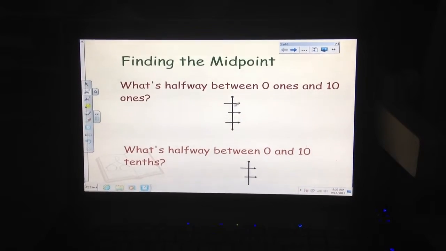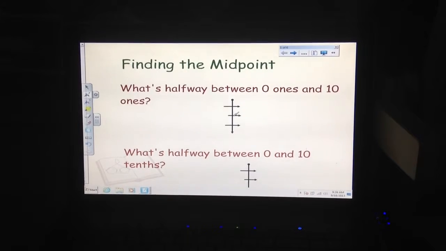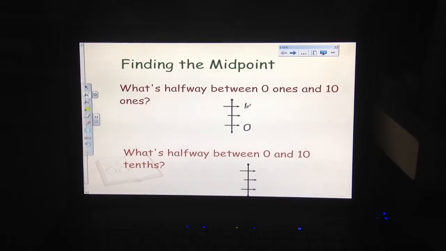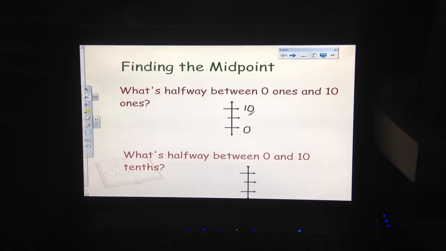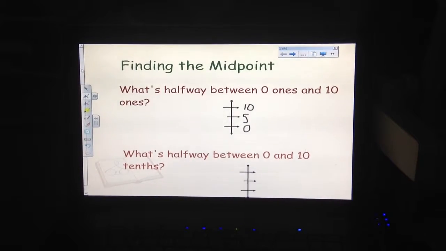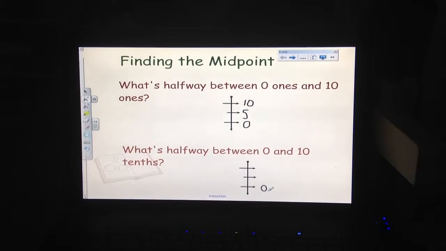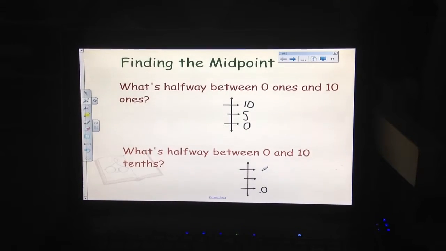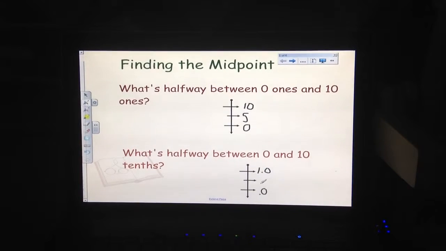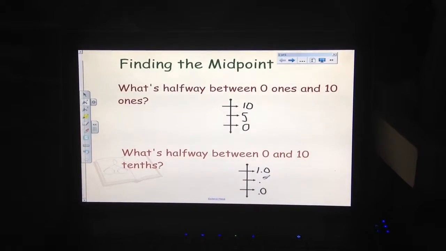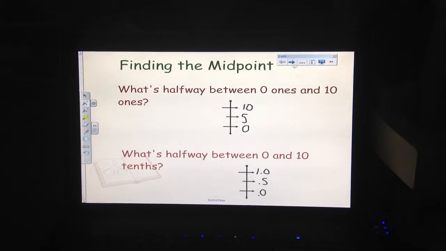So the first thing that you need to know how to do is to find the midpoint. You would use a vertical number line, and what's halfway between 0 and 10 ones would be 5. And here they want to know, okay, 0 tenths and then 10 tenths. So between 0 and 1 would be 5 tenths. That's the first step that they would need to know how to do.